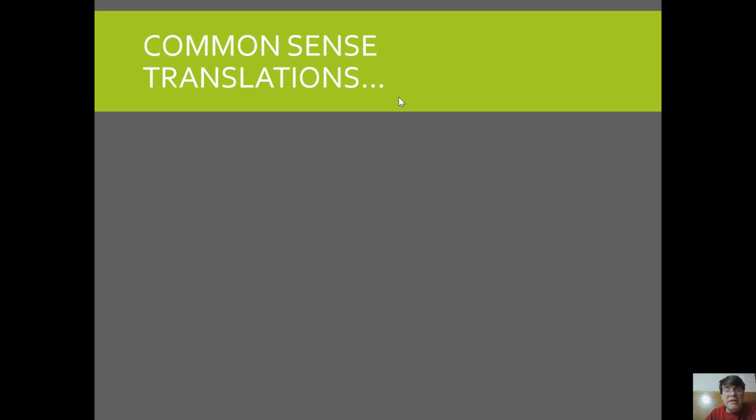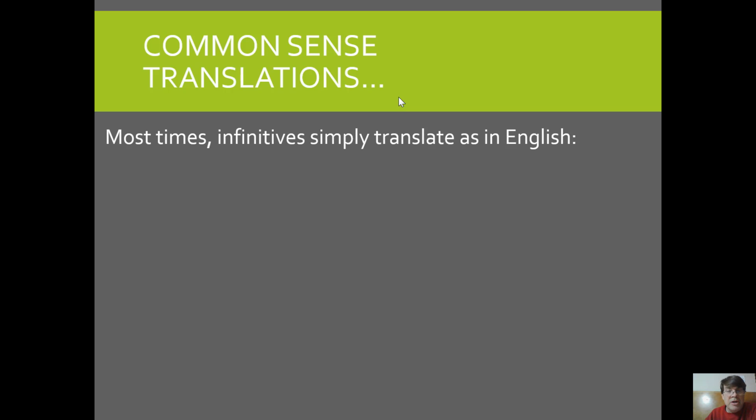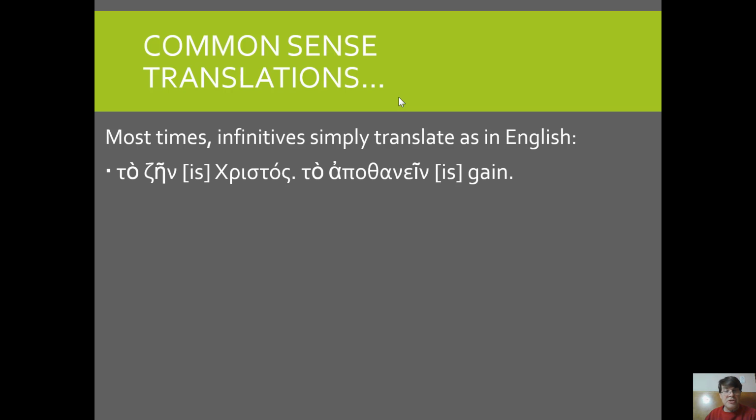Many infinitives are just nice and normal. So most of the time, infinitives simply translate as in English. So this is from Philippians 1. The to die is Christ. The to live is Christ. The to die is gain. Now, apothanein, you see the ain ending on it, so it's an infinitive.